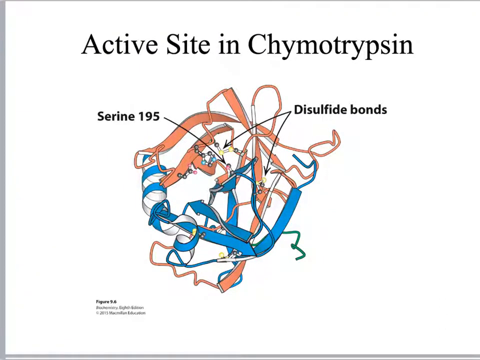Now here what we're looking at is the actual structure of chymotrypsin and the active site of the chymotrypsin. So we can see that there is an environment within that active site, and there's a lot of different things that are going to take place within that, but there are some key players. We have some disulfide bonds, some serine residues that are going to be important as you move through this particular process.